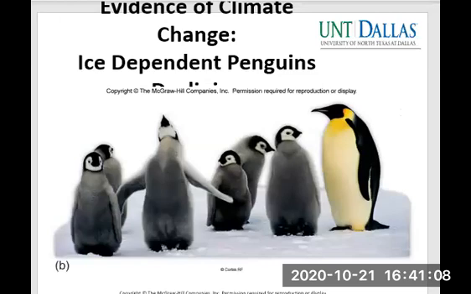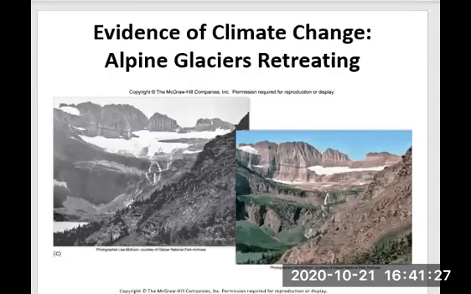There have been some sharp declines in ice-dependent species. Most of them have lost half or more of their populations. The mountain glaciers are retreating, except where snowfall has increased, for example, Montana's Glacier National Park.